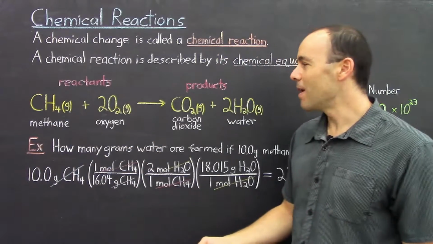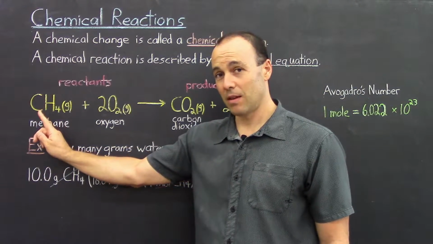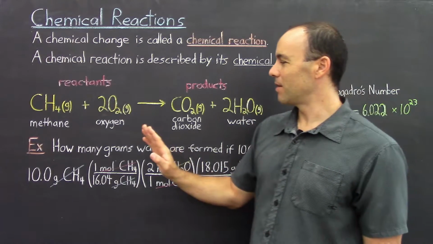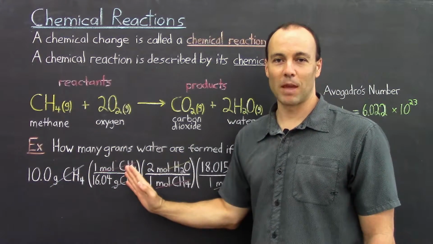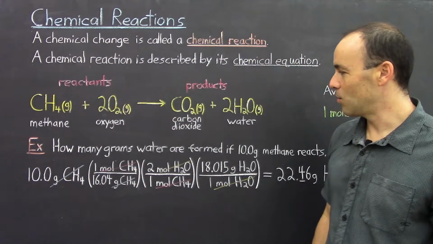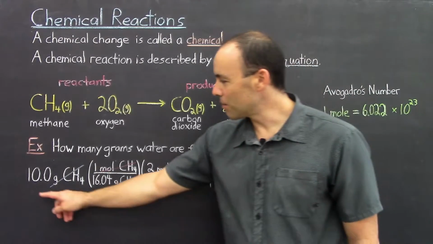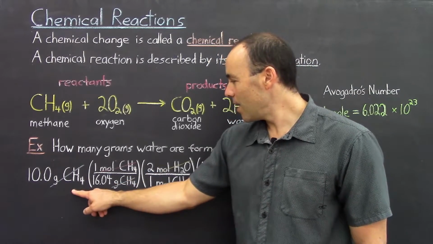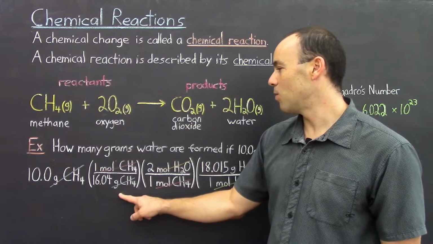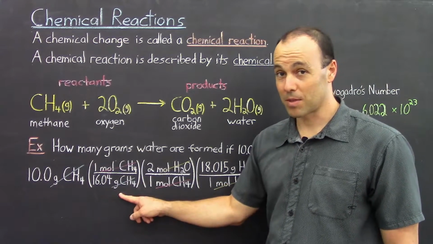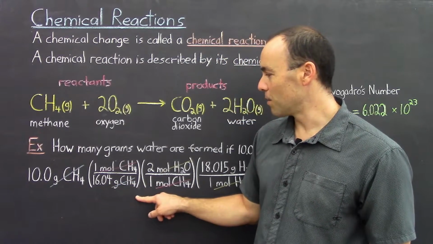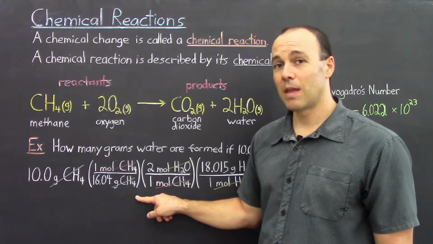It tells you that 1 mole of methane gives you 2 moles of water. So we need to convert grams of methane to moles of methane before we can answer this question. So that's the first thing that you want to do. Take your 10 grams of methane and convert it to moles. 1 mole is the same thing as 16.04 grams. Then, after you multiply by this conversion factor, you have moles of methane.